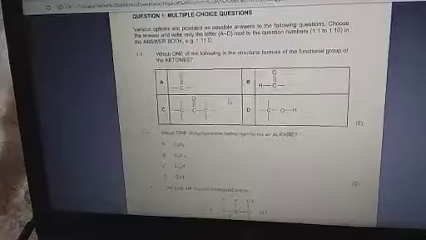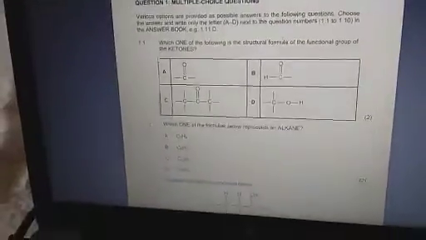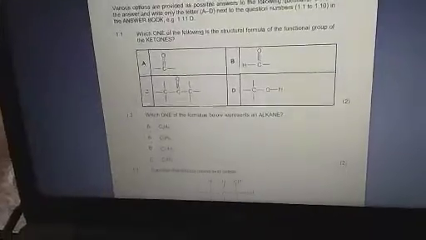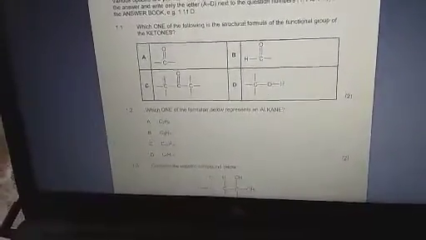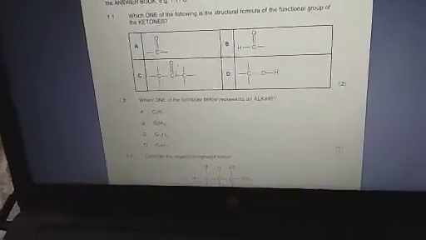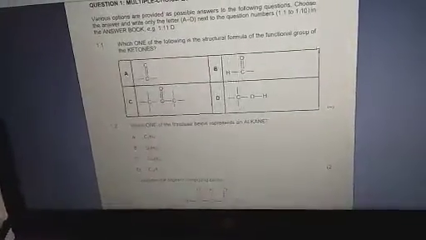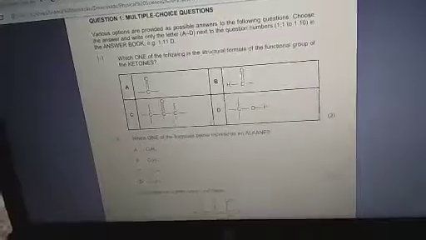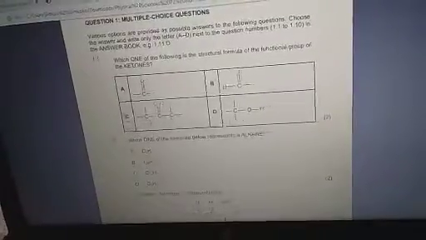Alright, guys, let's try to answer questions based on organic chemistry. Which of the following structures represent ketones? This is a bonus because it's this one. Why? Because the double bond is in the middle. The double bond between oxygen and carbon is in the middle. Therefore, the answer is C here.